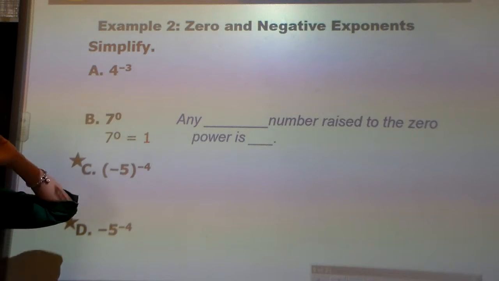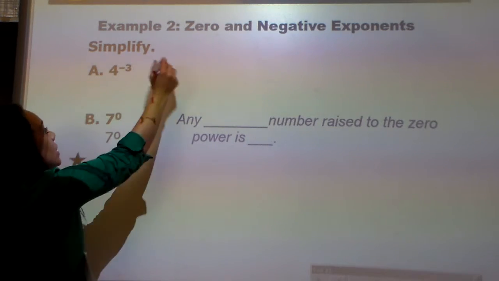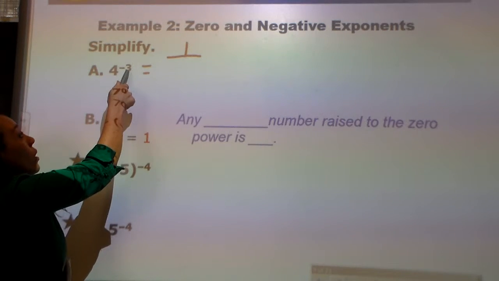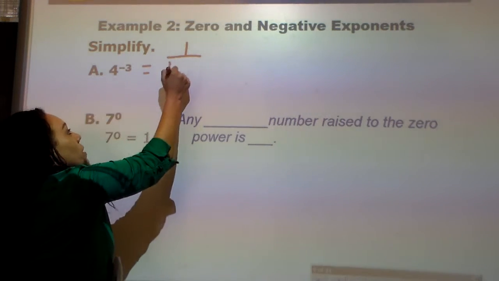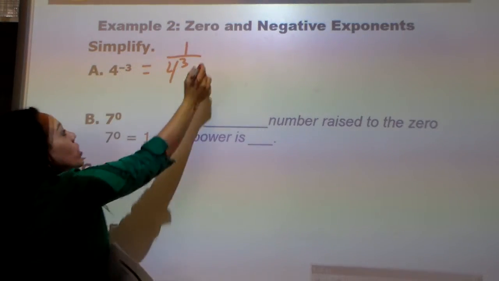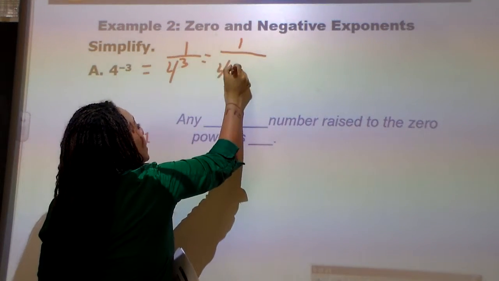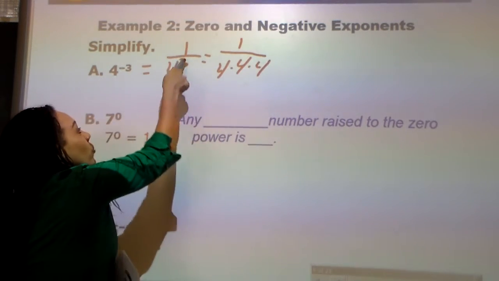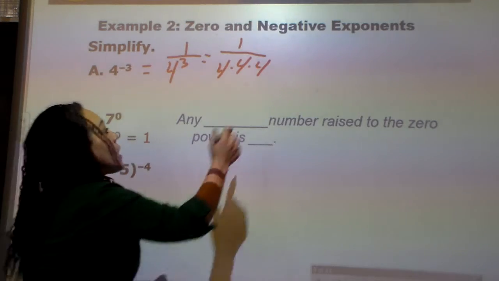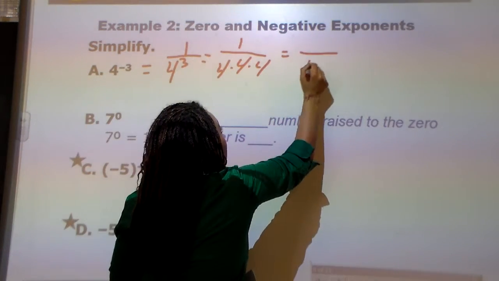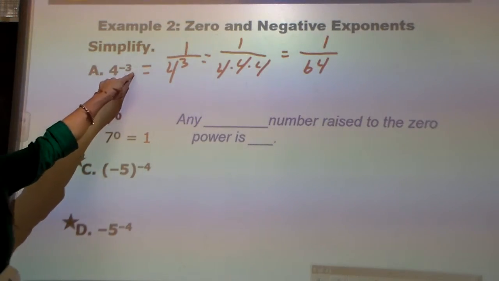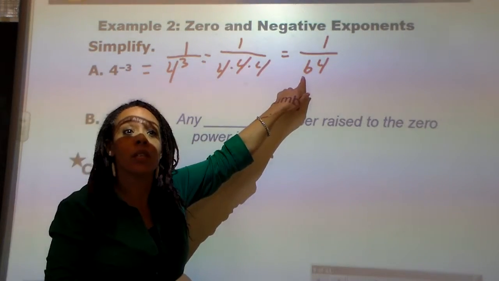So here, let's do some practice on your own together, okay? 4 to the negative 3rd power. I would immediately say, well, I know it's 1 over something because it's a negative power. 4 to the 3rd, because I'm going to take out the negative part of the exponent, which gives me 1 over 4 times 4 times 4, because 4 to the 3rd is multiplying 4 out 3 times. 4 times 4 is 16. 16 times 4 is 64. So therefore, 4 to the negative 3rd is equal to 1 over 64.